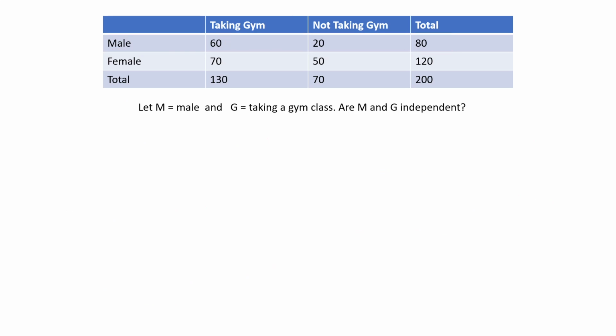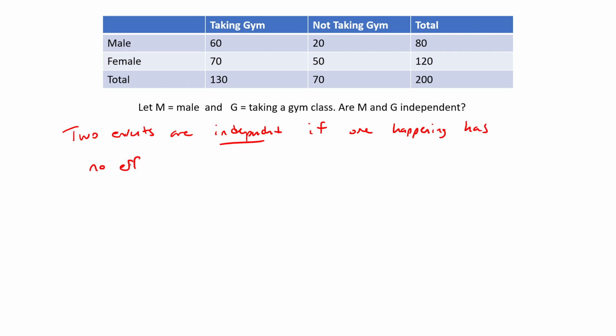All right. From here, you should also be able to decide if two events are independent. The definition of independence just means two events are independent if one happening has no effect on the probability of the other. In other words, if we know that one event has happened, that doesn't change the probability that the other event is going to happen, and vice versa.